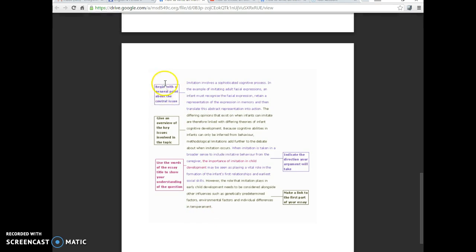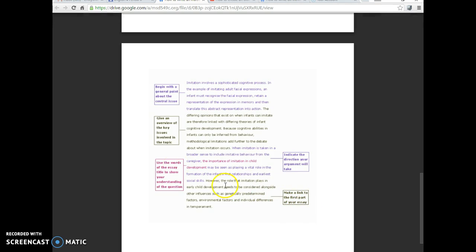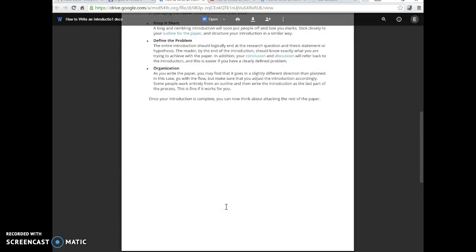So begin with the general point. Here's the broad. Give an overview of the key issues. Indicate the direction that you're going to take. Use the words of your essay title to show your understanding of the question. That's not always needed, but sometimes that's nice. And then make a link to the first part of your essay, which is going to be your thesis statement here. So it kind of follows a formula.